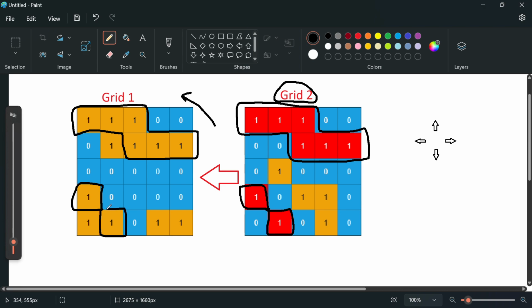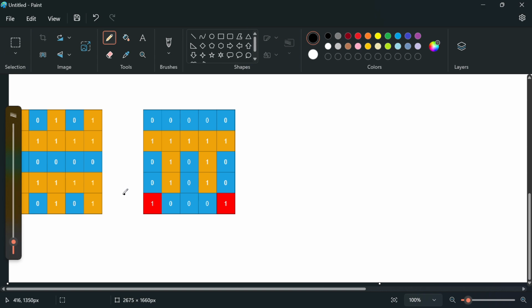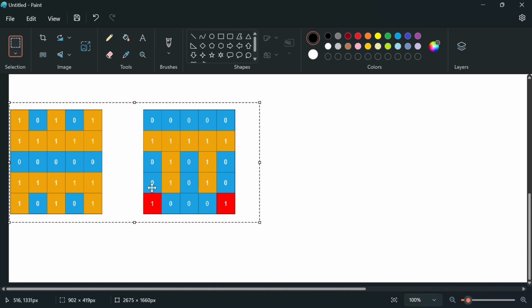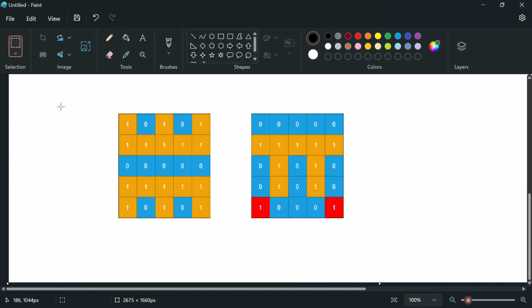So for this example, how many sub-islands are there in grid 2? The output is 3. Now let's go with another example. Let's say we have this, and we have grid 1 and grid 2.